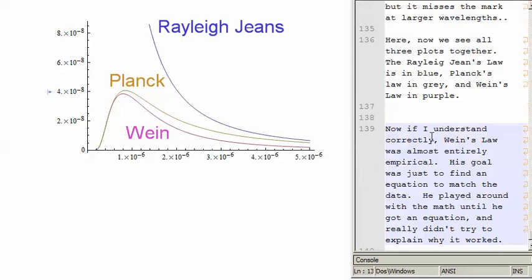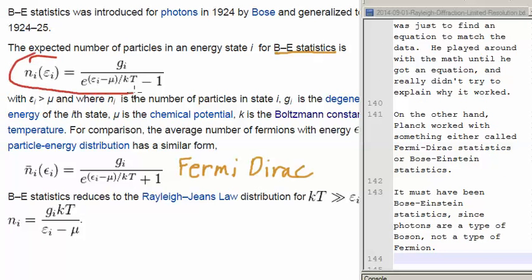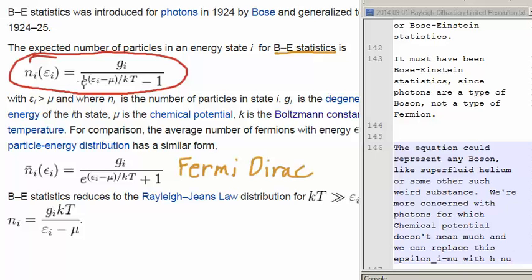Now, if I understand correctly, Wien's law was almost entirely empirical. His goal was just to find an equation to match the data. He played around with the math until he got an equation, and he really didn't try to explain exactly why it worked. On the other hand, Planck works with something either called Bose-Einstein statistics or Fermi-Dirac statistics. It must have been Bose-Einstein statistics, since photons are a type of boson, not a type of fermion. This equation could represent any boson, like superfluid helium or such weird substance.